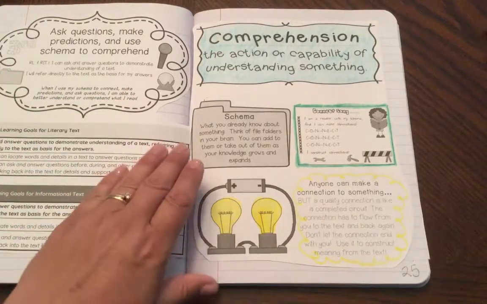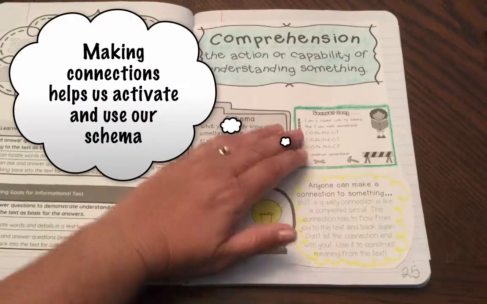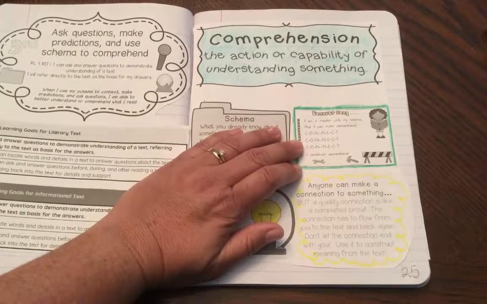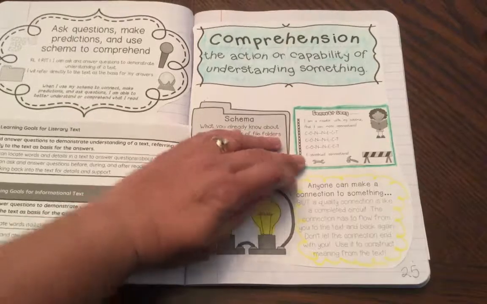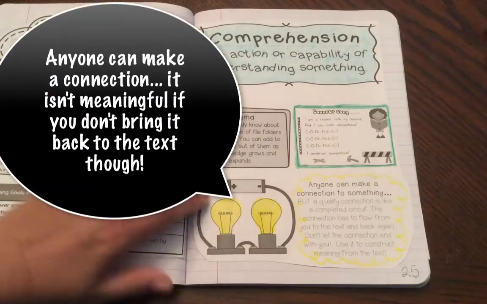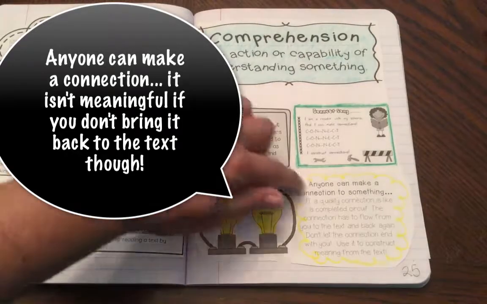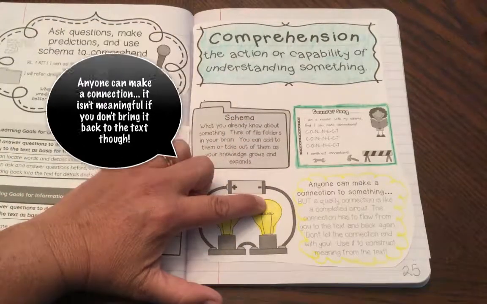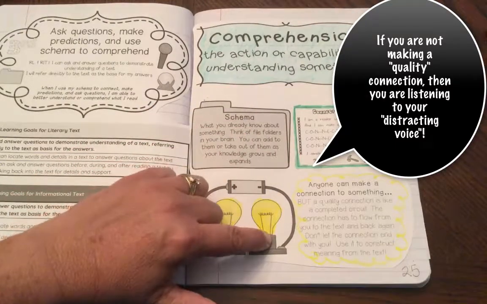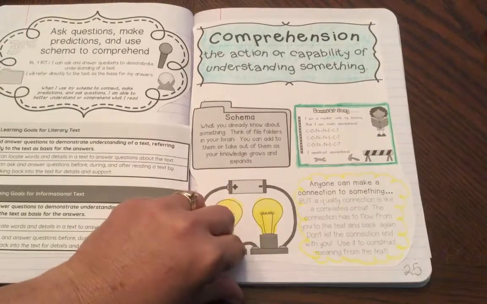One thing that we do when we activate our schema is that we make connections. I'm a reader with my schema, and I can make connections. C-O-N-N-E-C-T. I construct connections. But here's the thing. Anyone can make a connection to something. A quality connection is what completes the circuit from your head and back into the book. It has to flow from your head back to the book. We don't want the connection just to end here with you. That's how we make meaning.